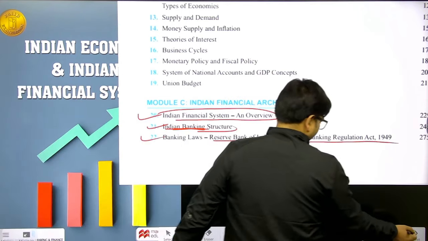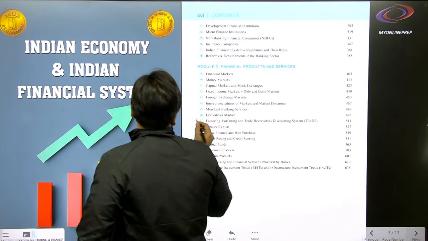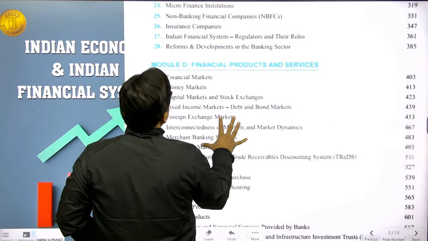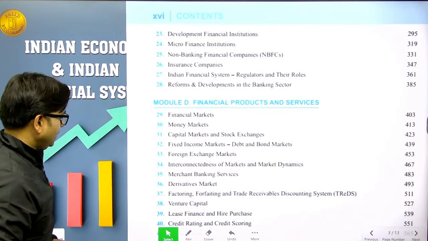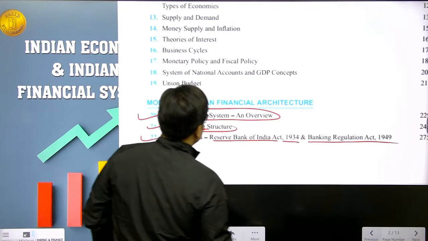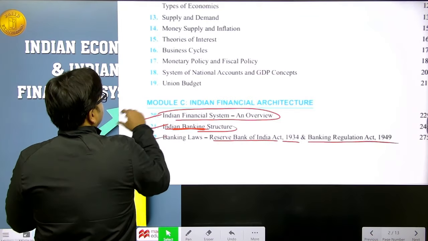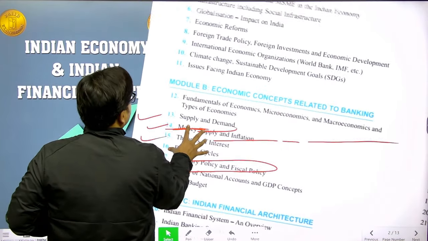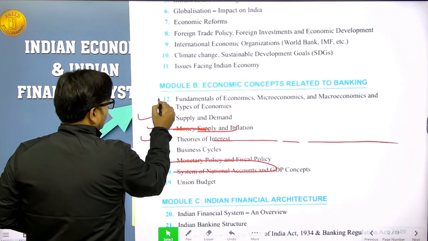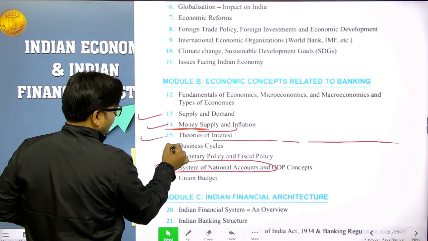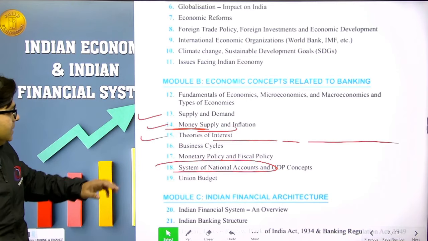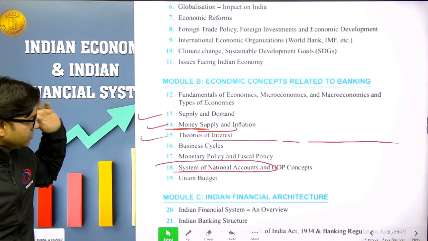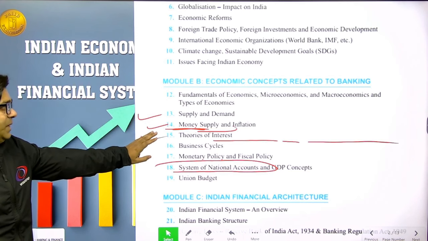Next, and in Module C there are total, see, in Module B there are a total of 1, 2, 3, 4, 5, 6, 7, 8 topics that you have to study in Module B, that is totally from economic development, right?